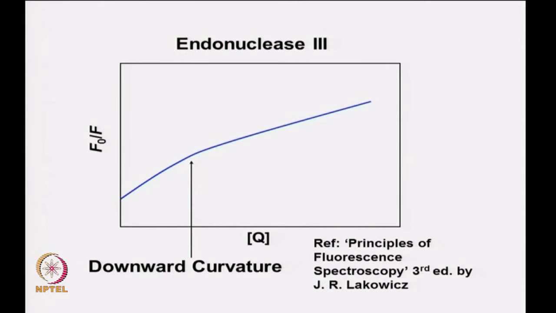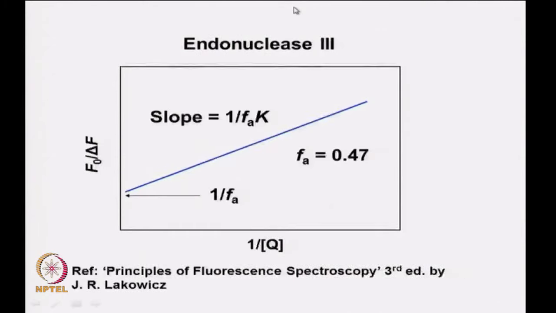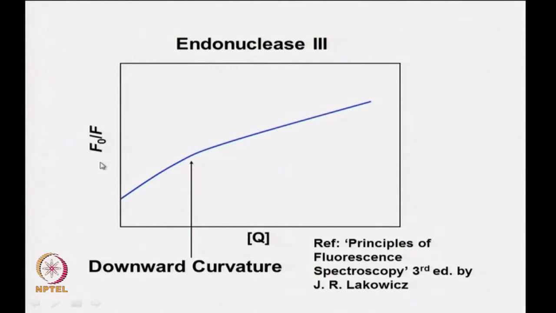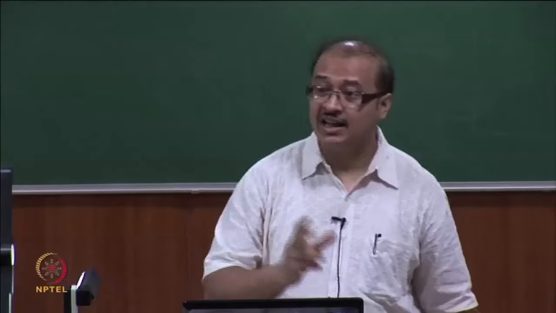This is what the plot would look like if you plot F0 by F against Q. As opposed to the upward curvature we had seen before, here you can see a definite downward curvature. This has been shown for endonuclease 3. Going back to the previous slide, this is F0 by F, not delta F, against Q, and it gives a downward curvature, signifying immediately that you have two different populations, one more accessible, one less accessible.